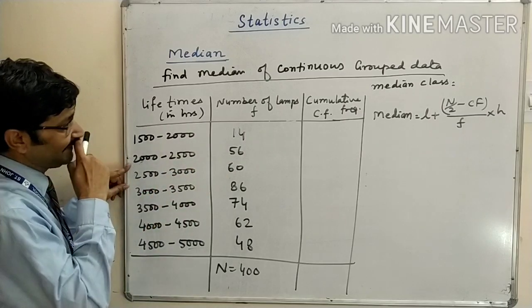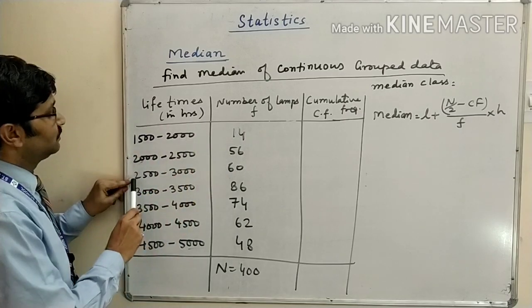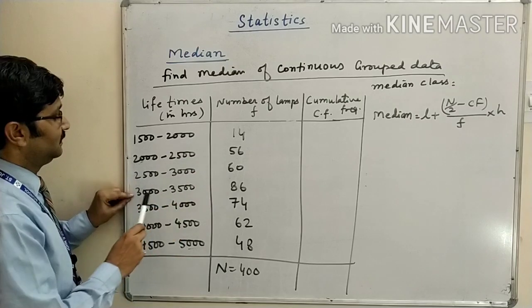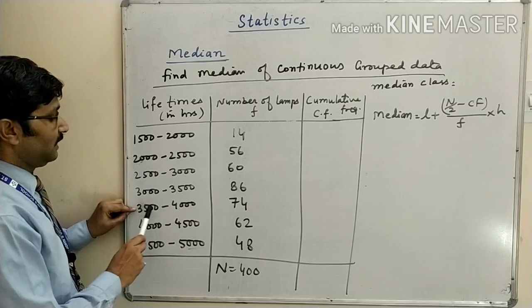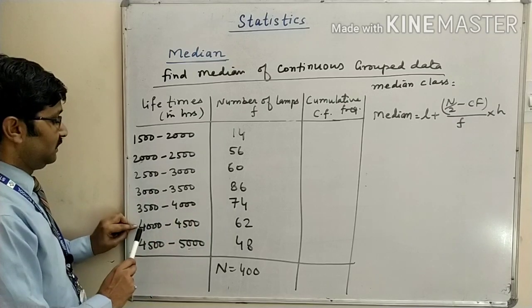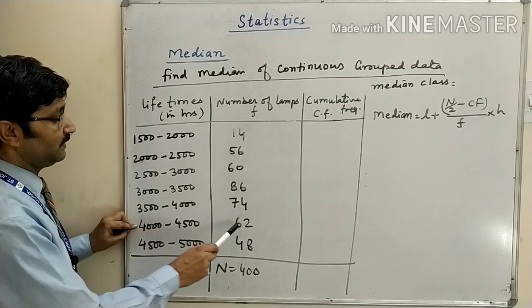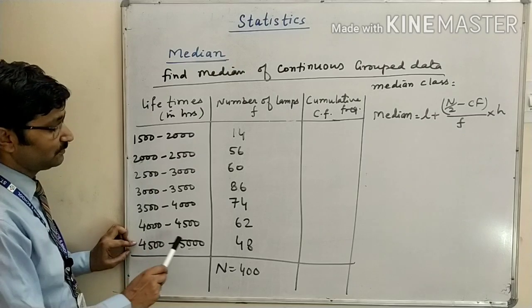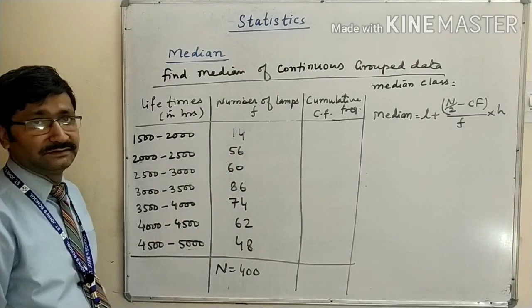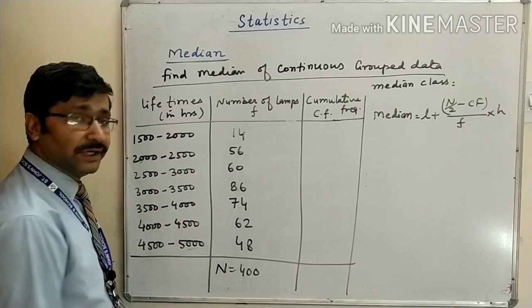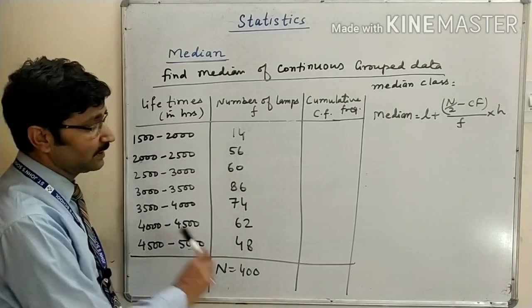2000 to 2500 we have 56. 2500 to 3000 we have 60. 3000 to 3500 we have 86. 3500 to 4000 is 74. 4000 to 4500 we have 62, and 4500 to 5000 we have 48. First of all, we add these frequencies, and we get 400.